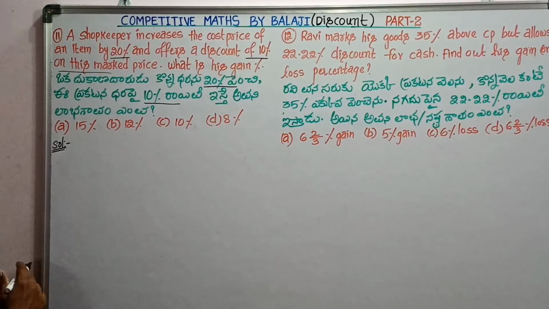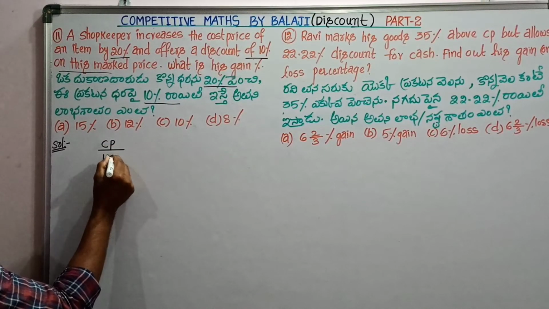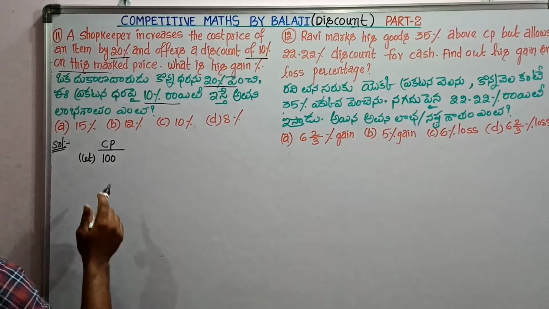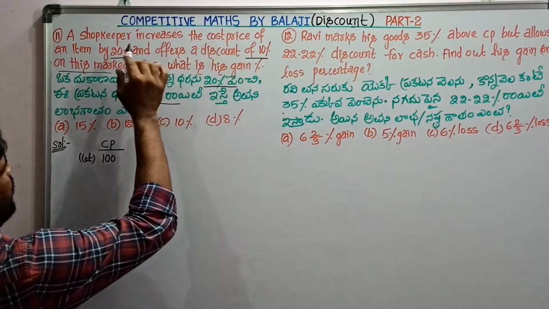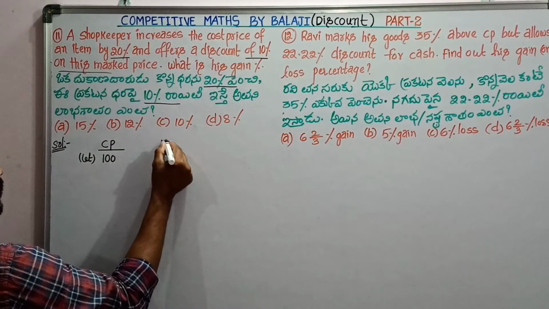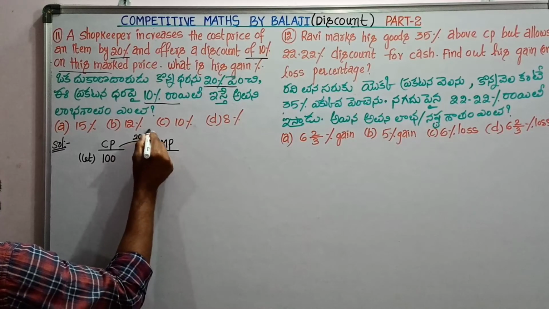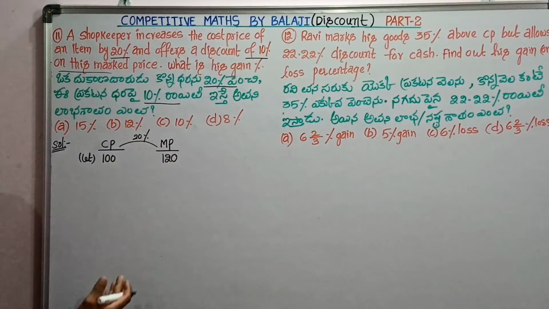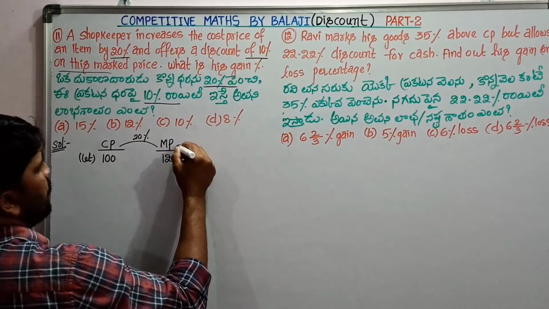Let us see it by two methods. Suppose cost price is 100 rupees. Cost price is 100 rupees. Then he increases his cost price by 20% to decide market price. That is, markup is 20%. So market price is 120. 20% of 100 is 20 more than the CP. That is 120. And he offers a 10% discount.